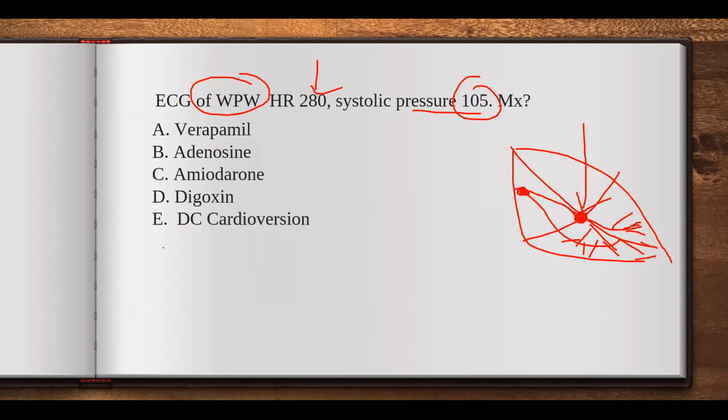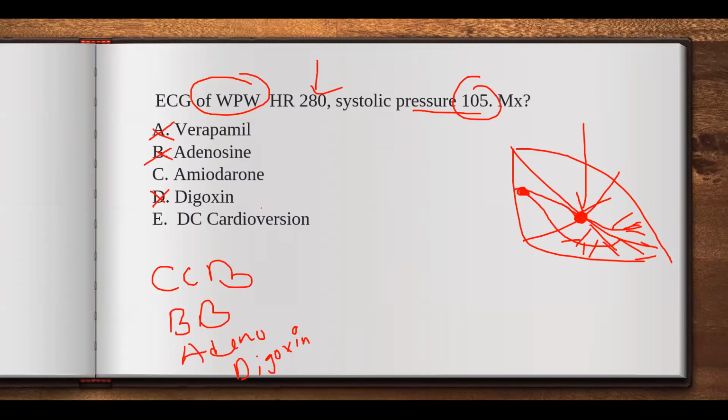So we don't give calcium channel blocker. We have to avoid CCB. We have to avoid beta blocker. We have to avoid adenosine. We have to avoid digoxin. All of these can make it worse. So no digoxin, no adenosine, no rate limiting calcium channel blocker. This patient is stable, no DC cardioversion.